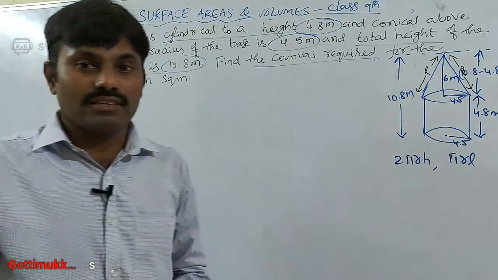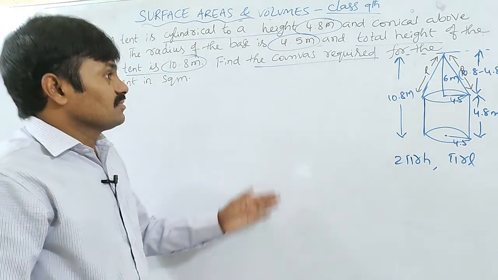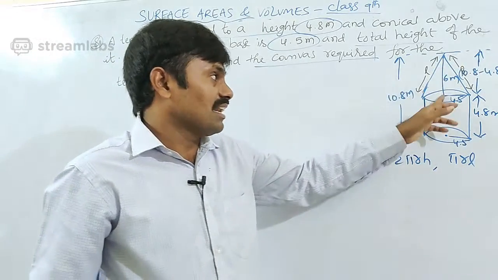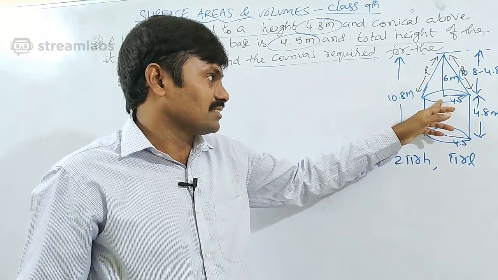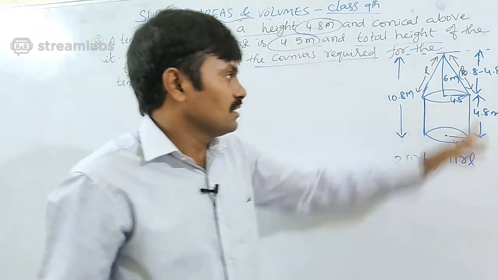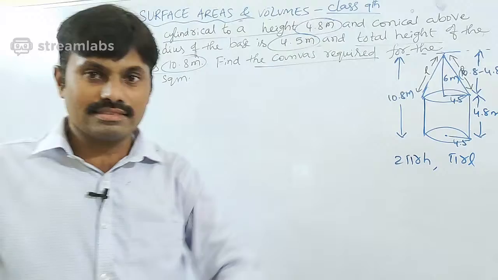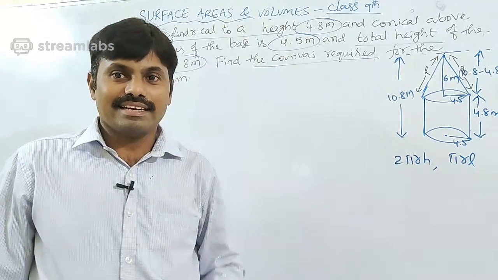Where is the L value here? Tell me. This is the vertical height: 6 meters is the vertical height, and 4.5 meters is the base radius. 10.8 minus 4.8, I kept an arrow mark, see, that is the vertical height. That is not the slant height.